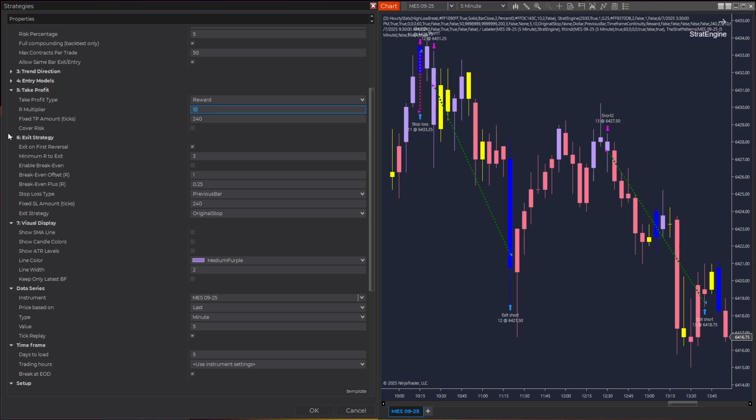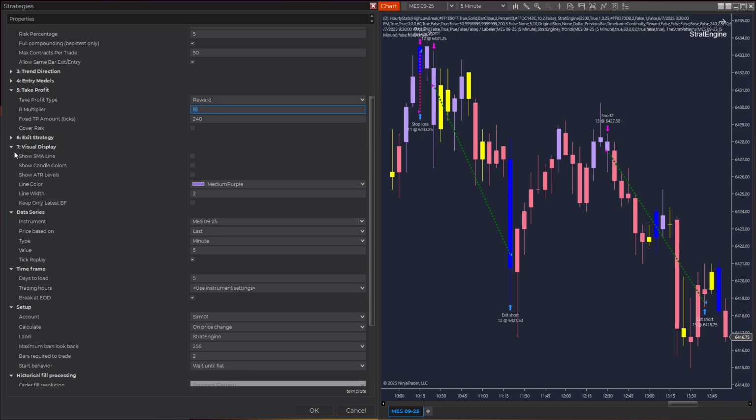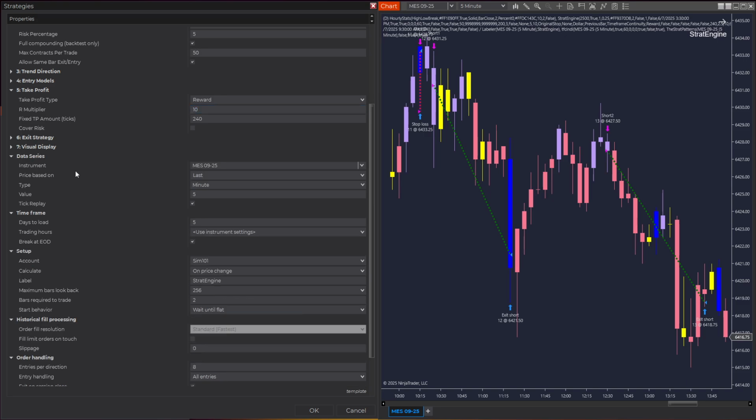What else? All of the bots are going to have visual display options. This will allow you to turn on and off any of the chart indicators. The algorithms don't require them to be painted on the chart to run. This is just a visual addition so you can see what's going on behind the scenes.